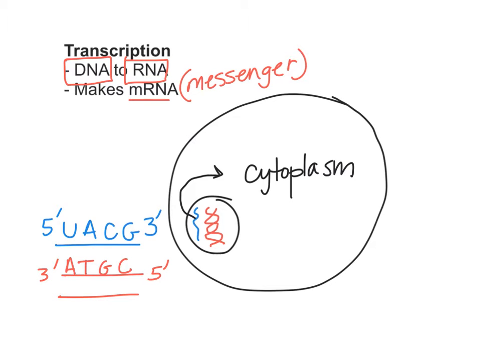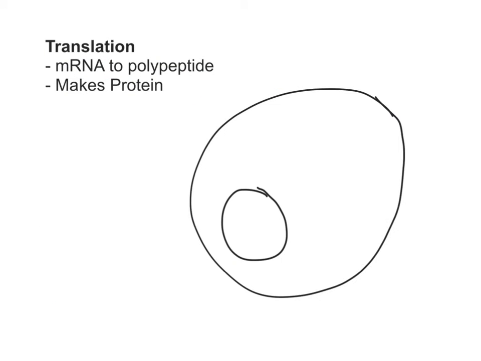Now we're going to take this single-stranded messenger RNA that's out here in the cytoplasm, and we're going to decode the message. The process of taking that messenger RNA and decoding the message into something called a polypeptide is called translation. Just like you're translating a foreign language. It's like the mRNA is a foreign language that needs to be translated.